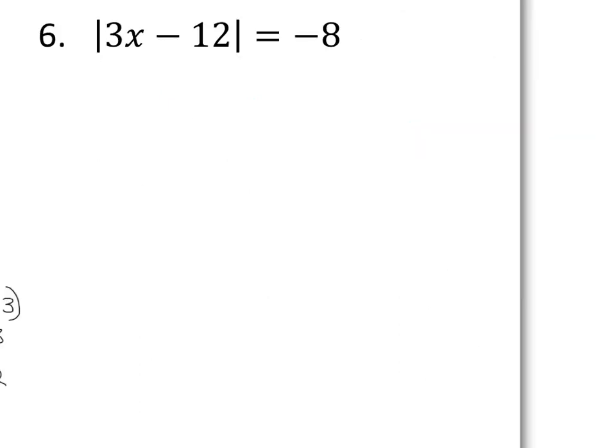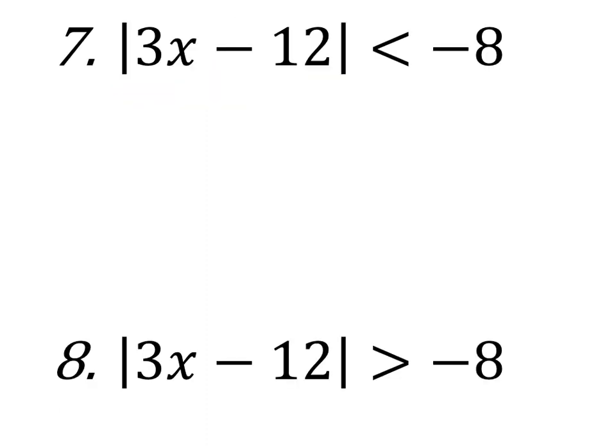Okay, again remember that absolute values are distances, and it must be either 0 or a positive number. This absolute value is equal to a negative number. That's not possible. There is no number that you can take the absolute value of and get a negative number. So that's an easy problem to solve. It's a special case, and the solution is the empty set.